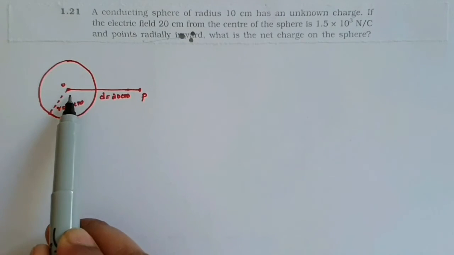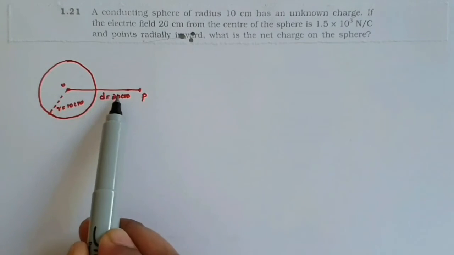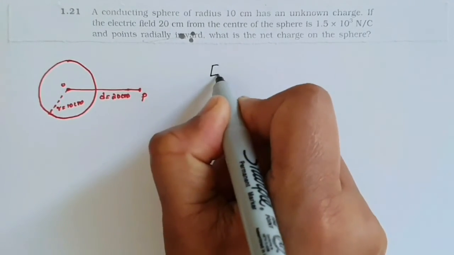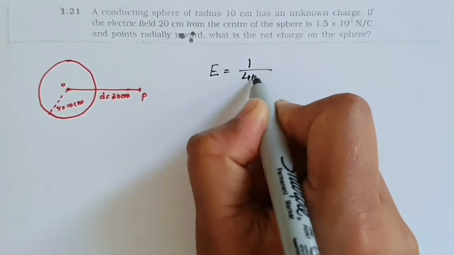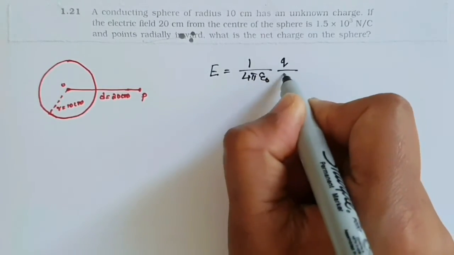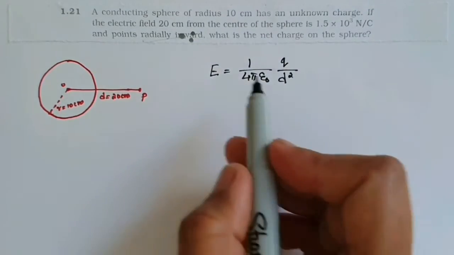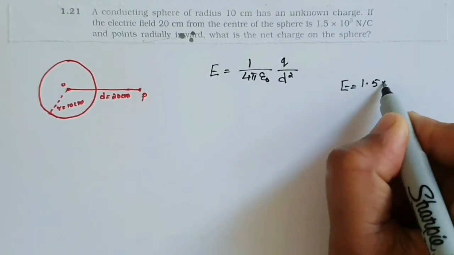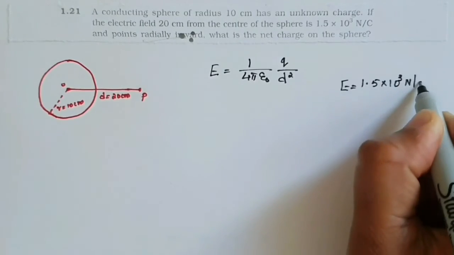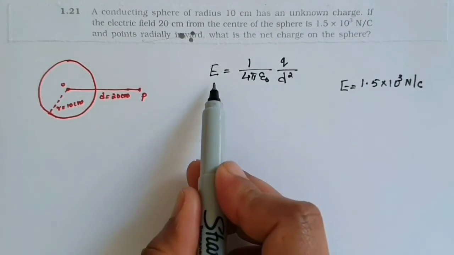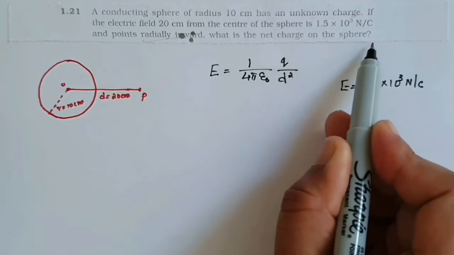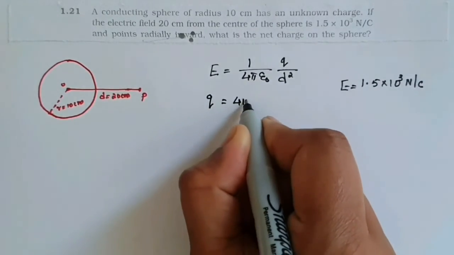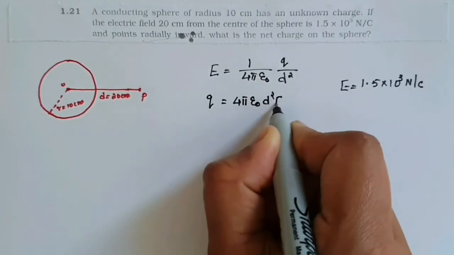We know that the electric field intensity at a distance d from the center of the sphere is E = 1/(4πε0) × Q/d². Electric field is given, that is E = 1.5 × 10^3 Newton per coulomb. Now we have to find the net charge on the sphere. From this, Q = 4πε0 d² E.